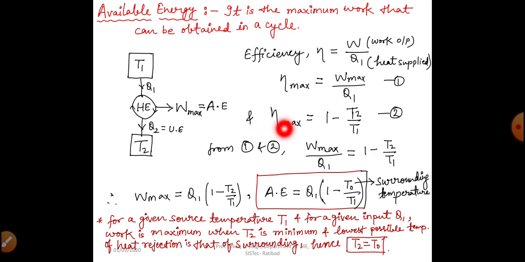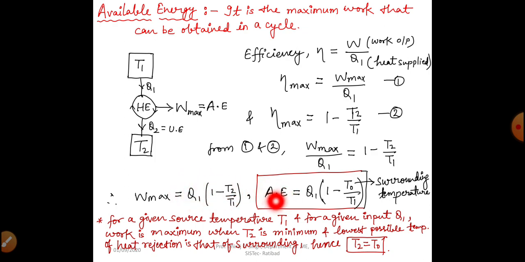And we have just derived the efficiency for the Carnot cycle, right? The formula for maximum efficiency is equal to 1 minus T2 by T1, and that will be equation number 2. With the help of these two equations, we can write W max divided by Q1 equal to 1 minus T2 by T1. Taking Q1 to the right-hand side and multiplying it with 1 minus T2 by T1, W max equals Q1 into 1 minus T2 by T1. That is our maximum work, and that is our available energy.